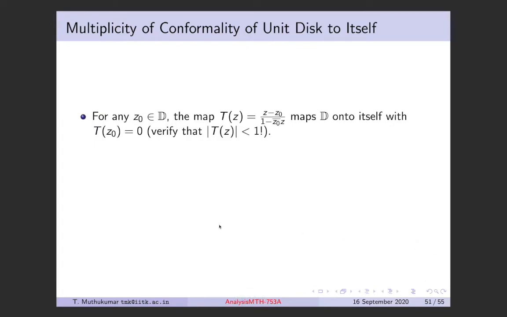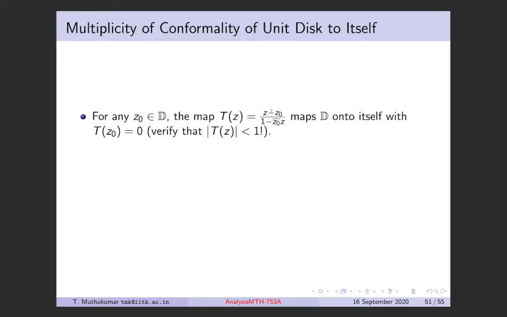You take the unit disk D, you fix any point Z0, then this map T_Z that we have given here is a map from D onto itself, and it's such that this Z0 is mapped to the origin. So for each Z0 you have a different map. You can see here that T of Z0 is Z0 minus Z0. So that maps to the origin here. Okay.